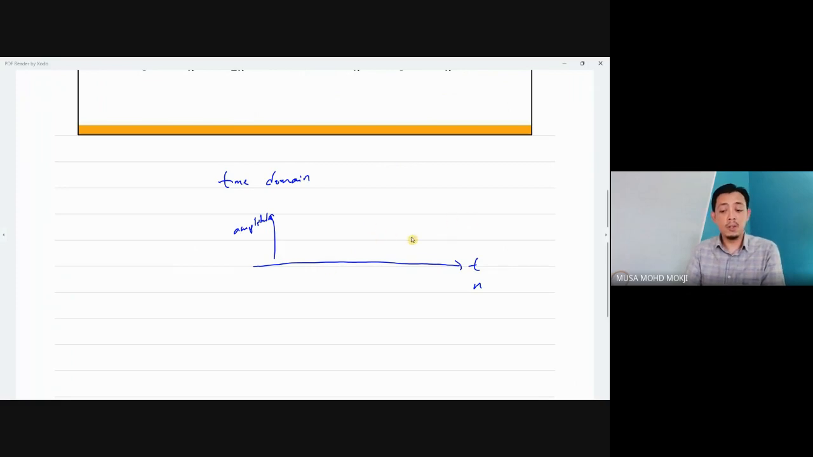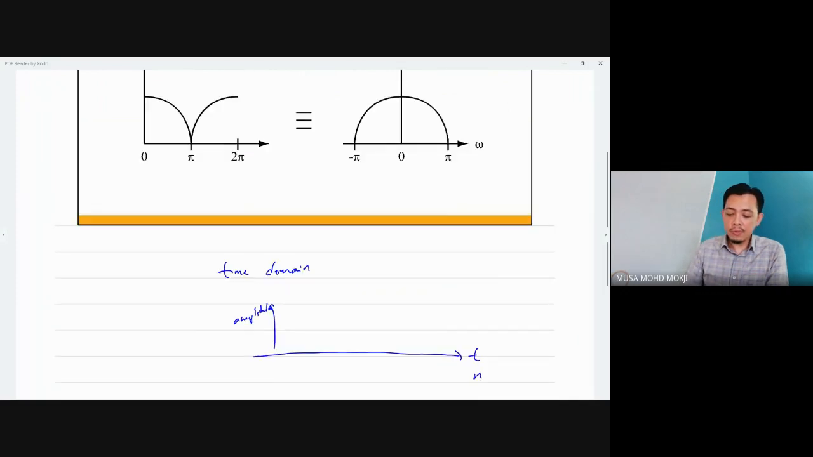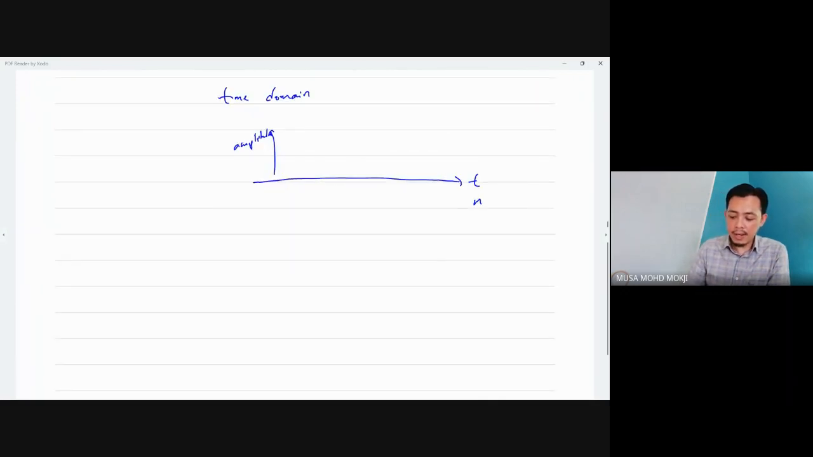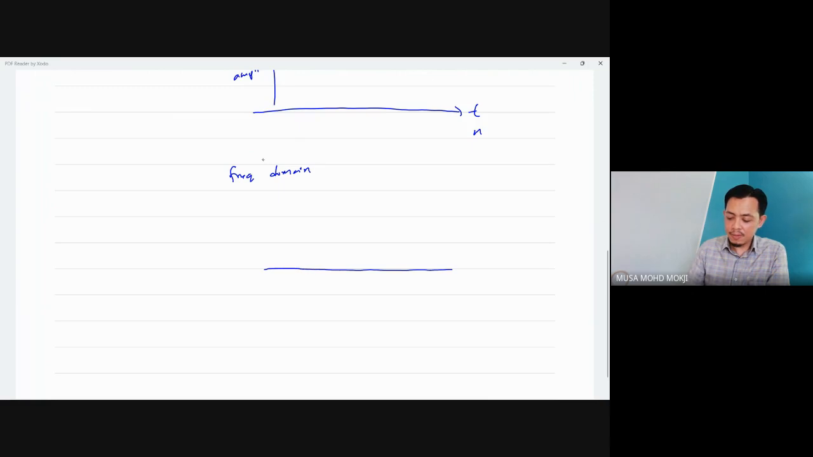Our original signal maybe doesn't give us a lot. So this is where we need to do the Fourier transform. And when we do the Fourier transform, of course, it will be called frequency domain. Because in time domain the x-axis is time, in frequency domain the x-axis is supposed to be frequency.